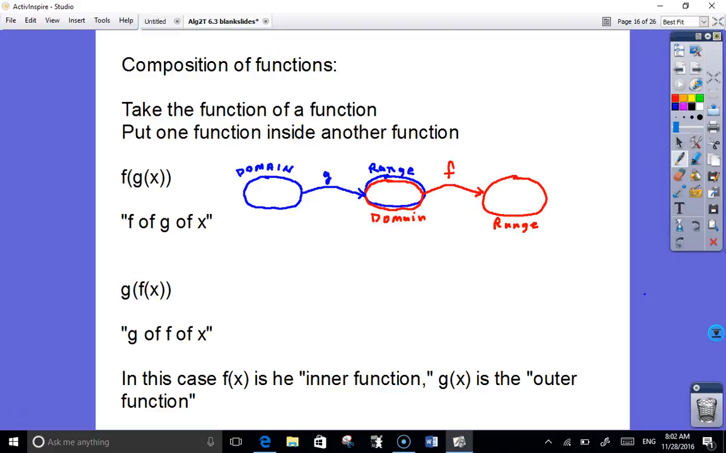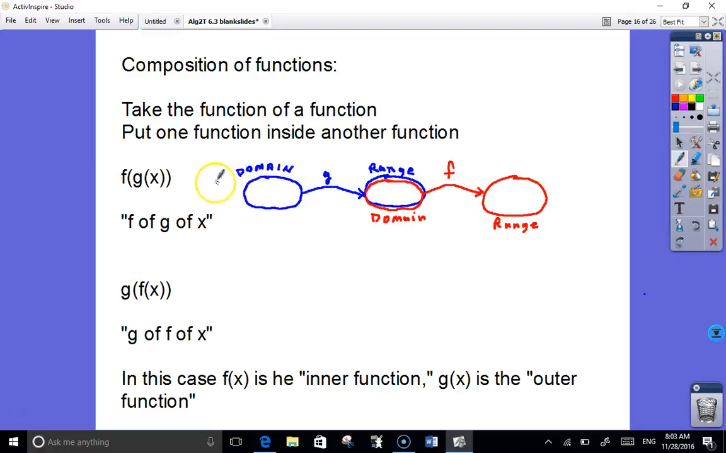Then we get to the big one, which is composition of functions. A composition of functions is taking the function of a function. It's putting one function inside of another function. So I've written it here as f parentheses g parentheses x. So we've taken this g of x function and put it inside the f function. And the way you say it, you say f of g of x. If I could do the opposite, I could take g of f of x, putting the f inside the g, and we'll end up doing both for sure.